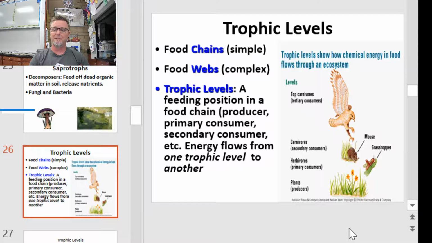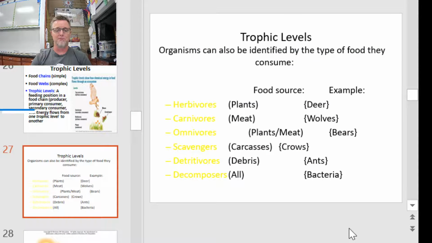A food web is a more complex diagram. I'm sure you've had some experience with these throughout the course of your biological careers. With regard to trophic levels, this is how we might lay them out. An herbivore's food source is plants, and something that might consume it might be deer. A carnivore's food source is meat, and you have something like wolves that could be a carnivore.